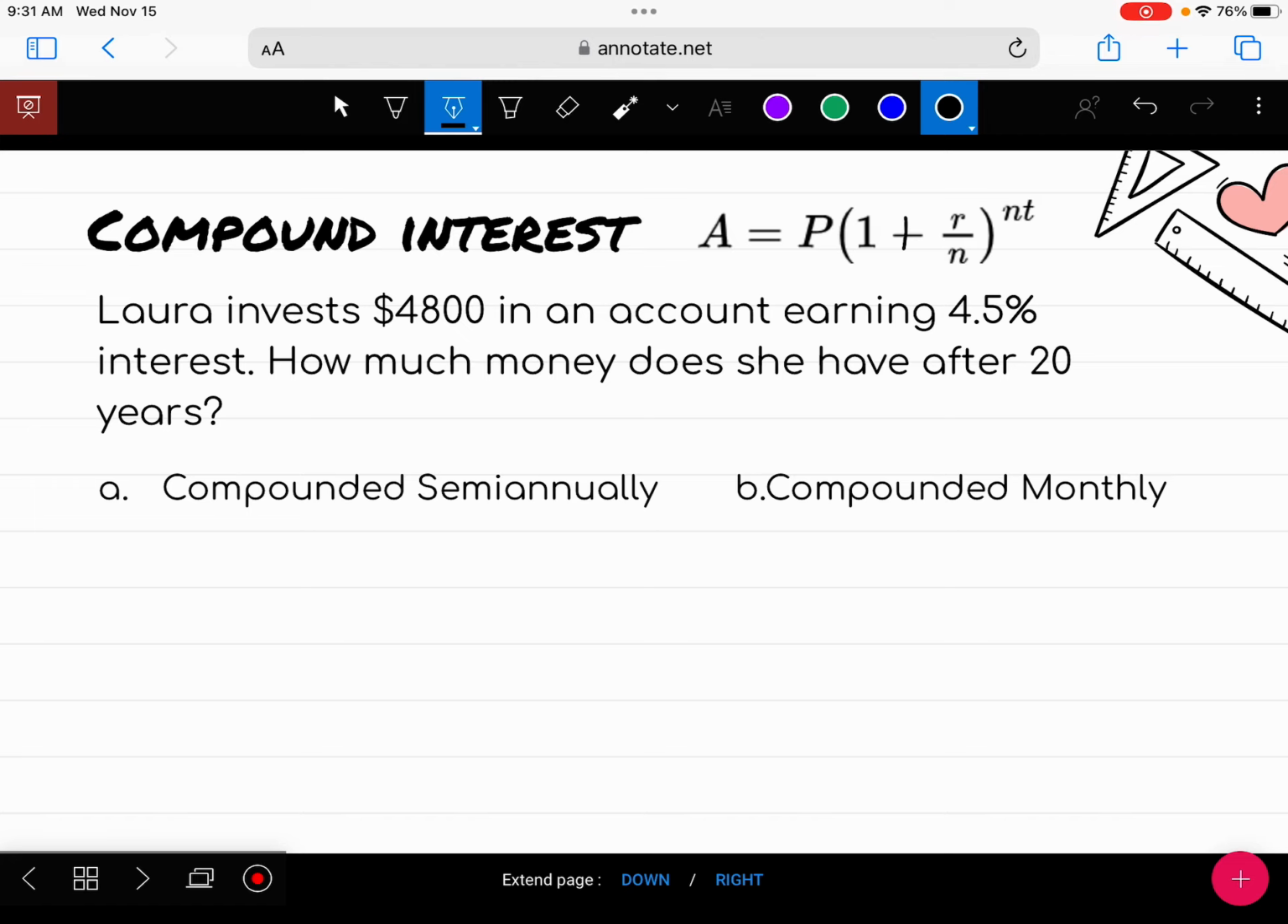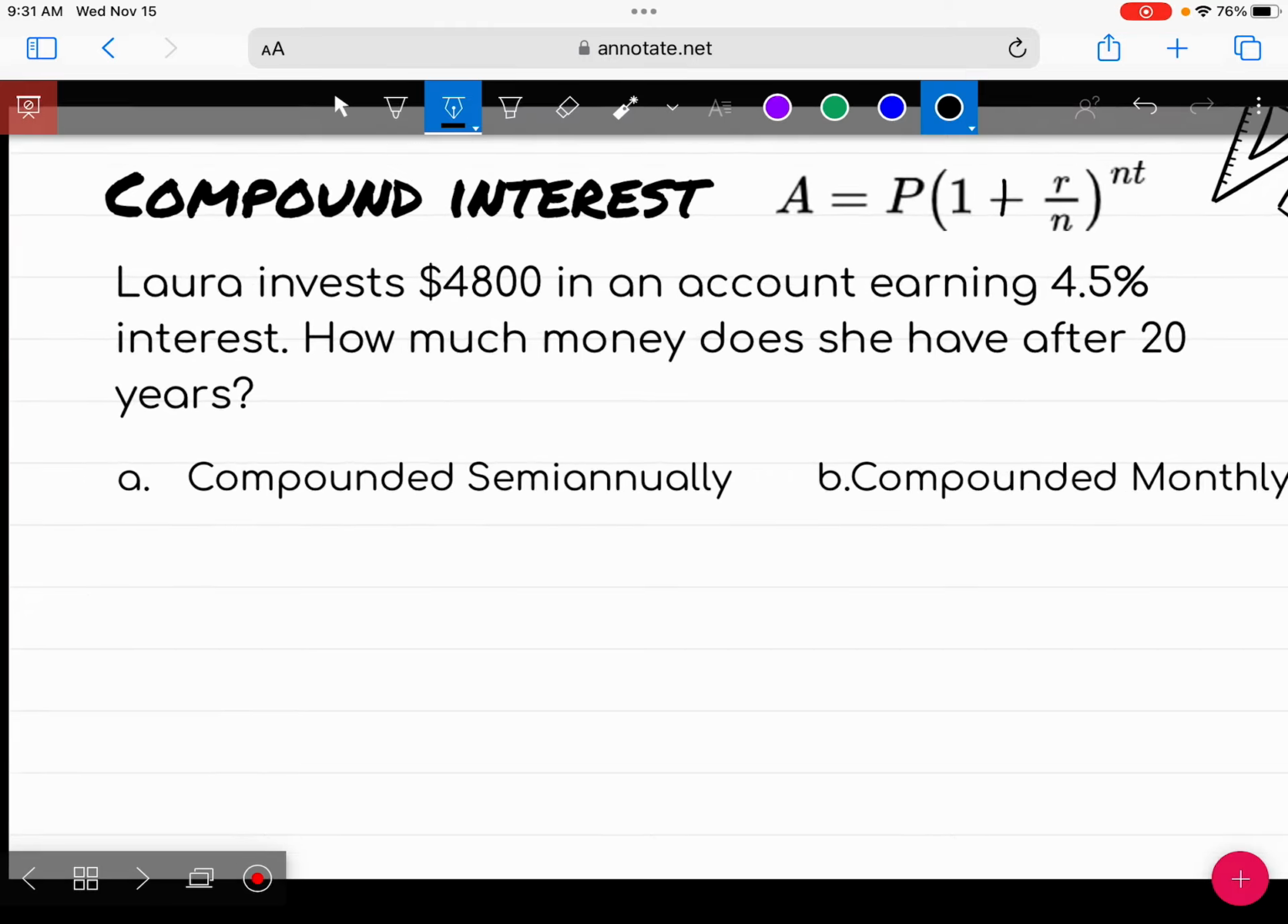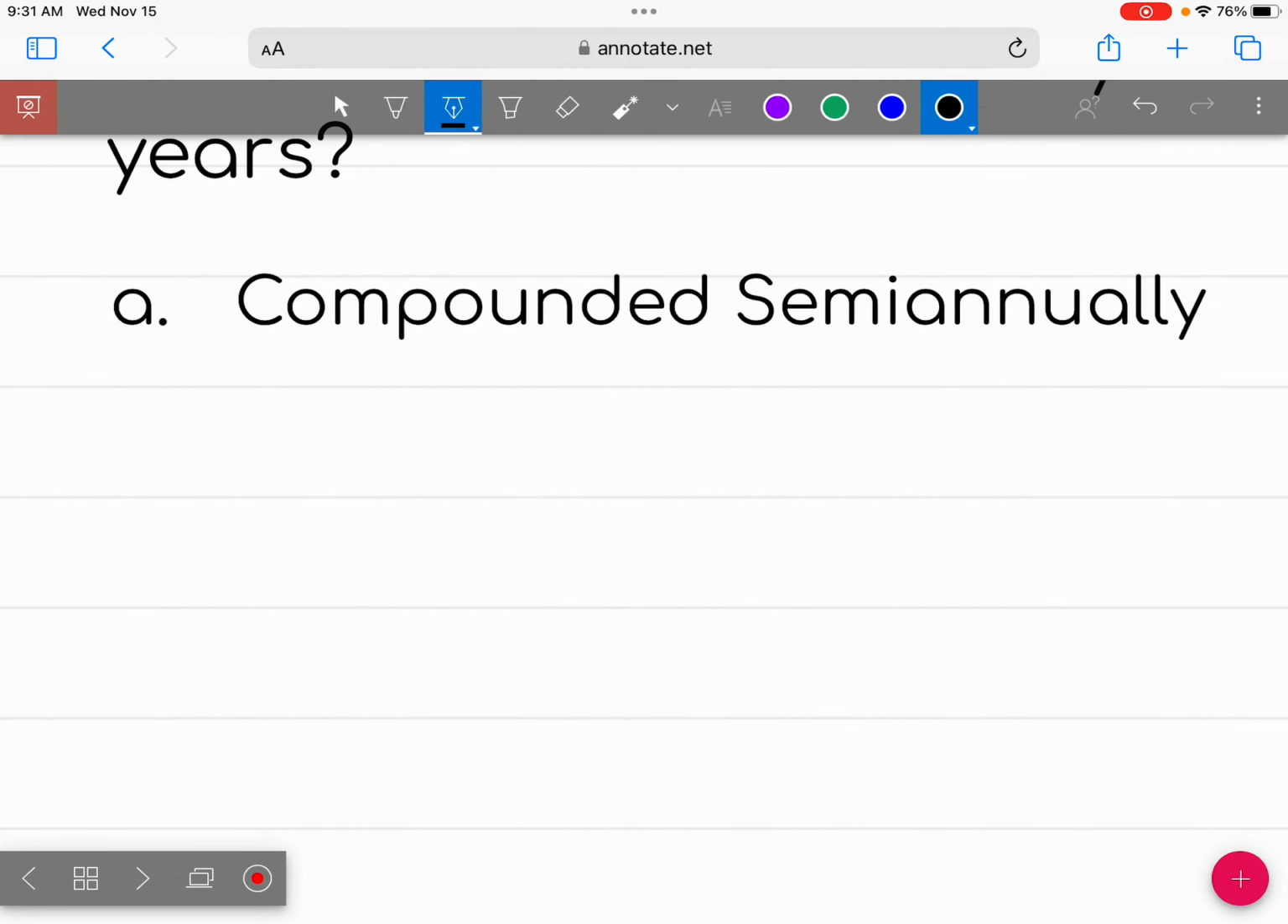So all the other pieces are the same except for the n, and the n is our compounding unit. How many times per year it's being compounded? Semi-annually is going to happen how many times per year? 2 per year. So when we write this as a formula, we have the amount in our account is our starting amount of $4,800, and we are growing our investment, so it's a plus.